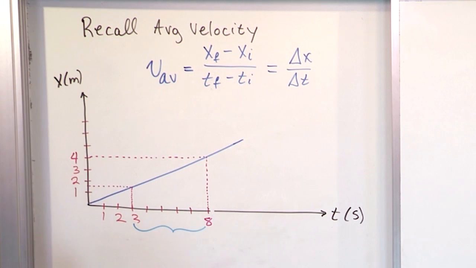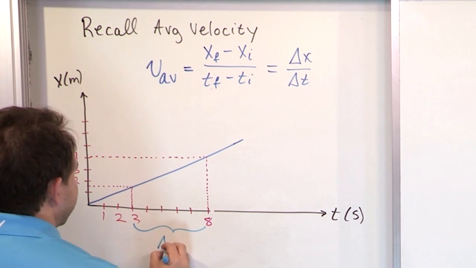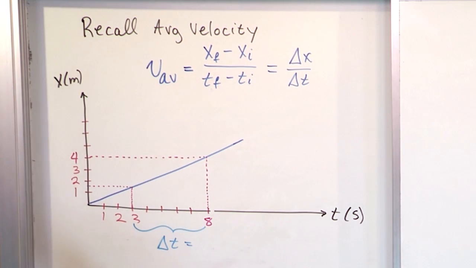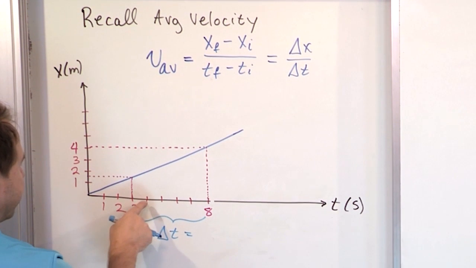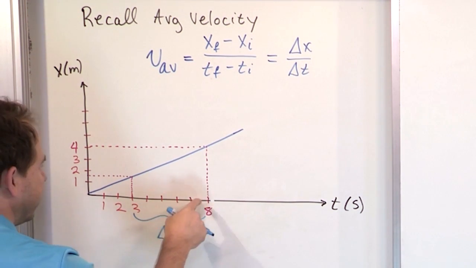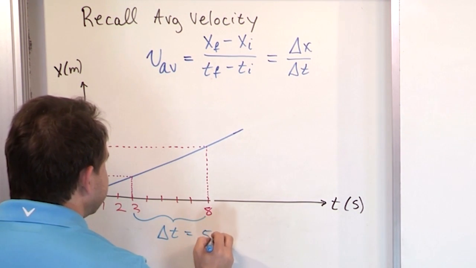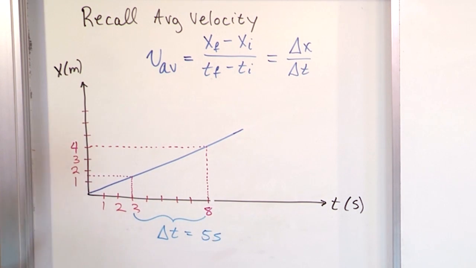What is this value here? We call it delta t, right? What does delta t equal? Well, this is 3, so 1 second, 2 seconds, 3 seconds, 4 seconds, 5 seconds. This is a 5 second delta t, right? Why? Because 8 minus 3 is 5, all right?